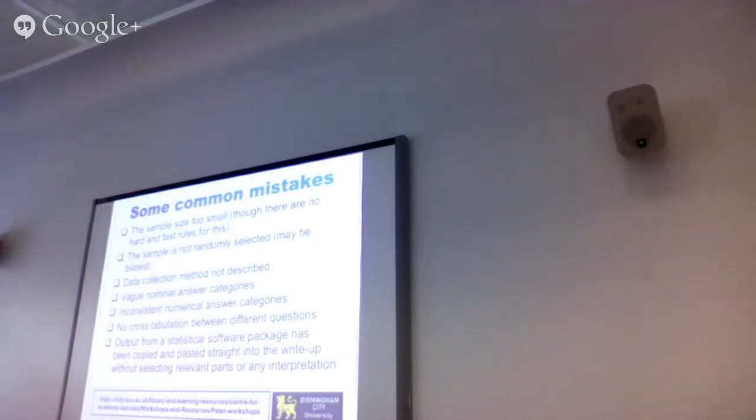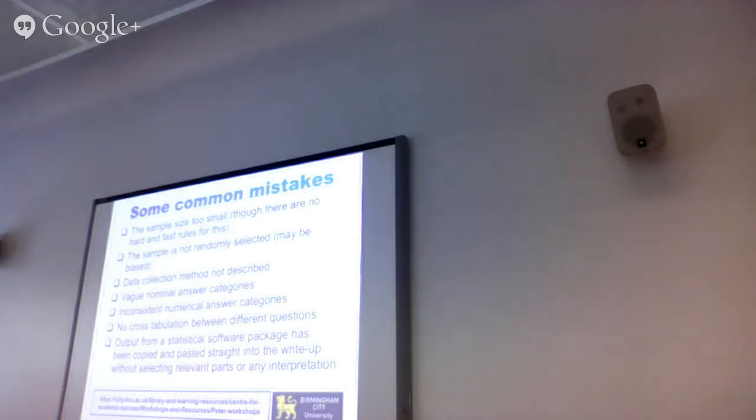Okay. So when students write things up, they don't talk about how they collected the data. The answer categories in their questionnaires might be a bit vague or inconsistent in some way. Maybe they overlap or they don't cover all possible cases. I've talked about this issue of cross-tabulation, how important this is, and how you really need to use a statistical package and get the raw data set out, if you're doing an online survey. And then finally, students who copy and paste the output from statistical software straight into their report without interpreting it.